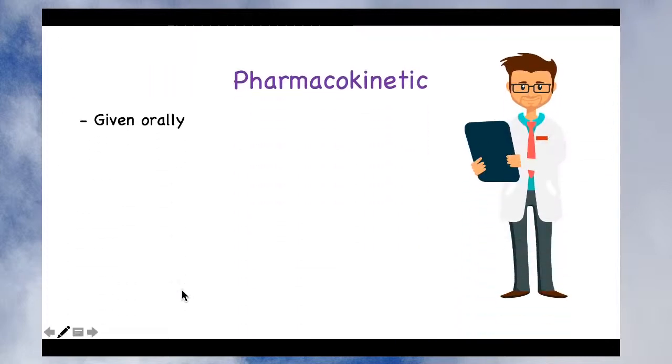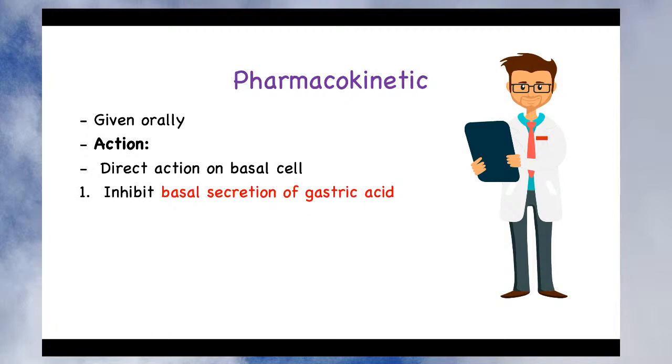Let's see the pharmacokinetics, how it is given. It is generally given orally. The action is a direct action on the parietal cell. We know that the parietal cells are responsible for secretion of acid, so if it acts on them, there is no excessive secretion of acid. As a result, it inhibits basal gastric acid secretion, and the total quantity of gastric acid secreted in a patient suffering from ulcer is reduced.